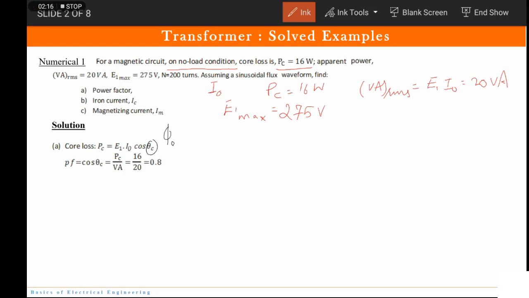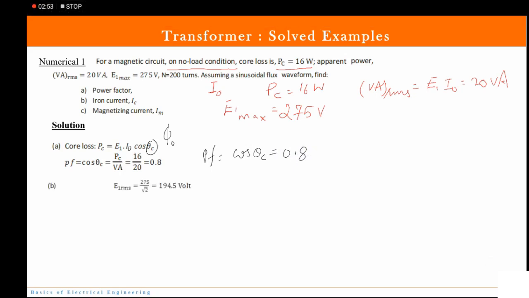Okay. So what we will do is we will convert this equation in terms of power factor. So what is power factor? Power factor is cos theta. So in this case it is cos theta C. So we have converted this equation in terms of this. So it becomes power factor is equal to the core loss upon the VA component. VA component is given as 20. So power factor becomes 16 by 20, which comes out to be 0.8.